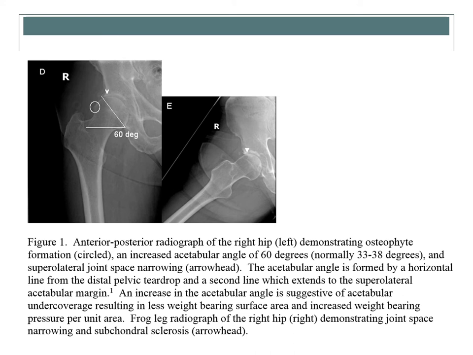In this particular case, this acetabular angle is formed from a horizontal line from the distal pelvic teardrop and a second line which extends up to the superior lateral margin of the acetabulum. An increase in that angle, again, more than 38 degrees, is consistent with acetabular undercoverage. And you'd say, well, why does that even matter?